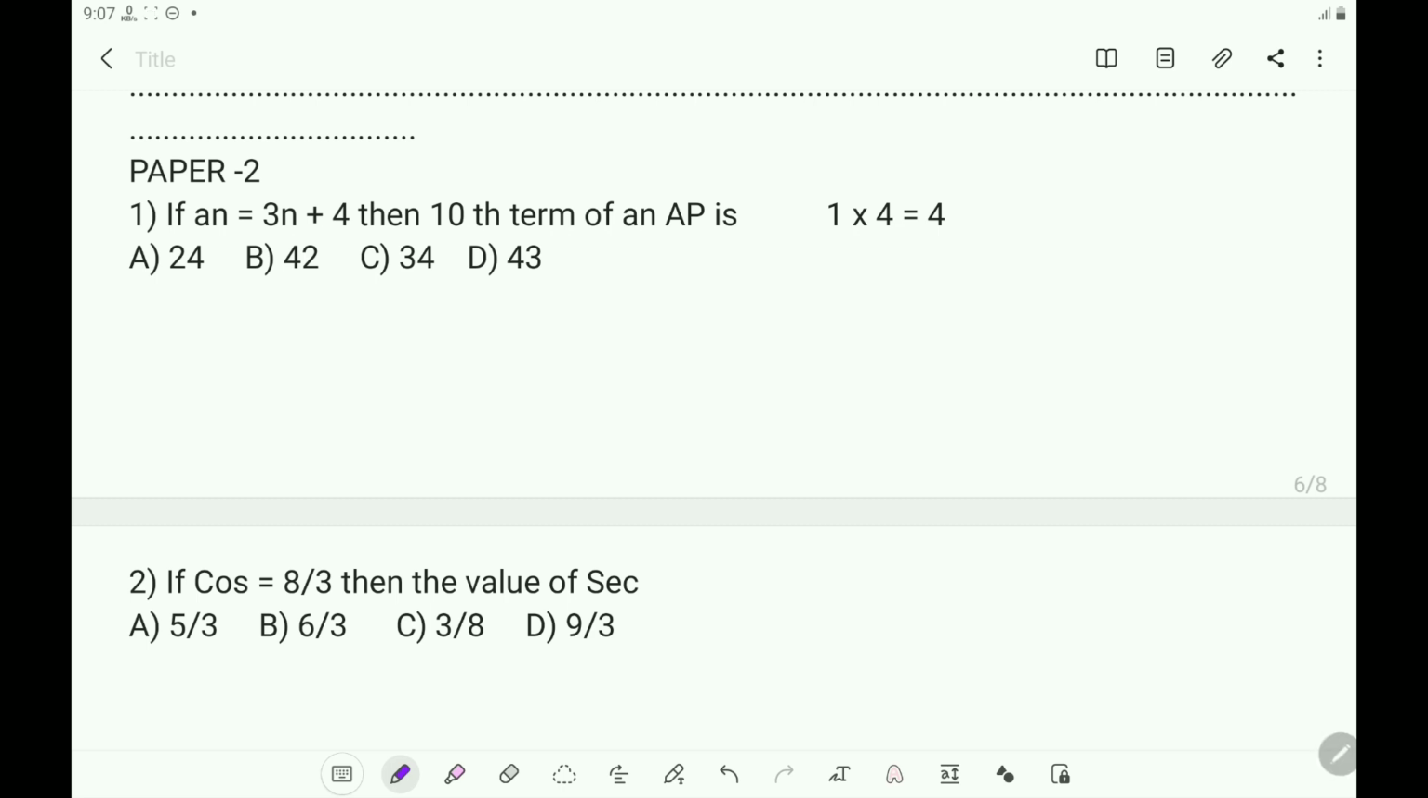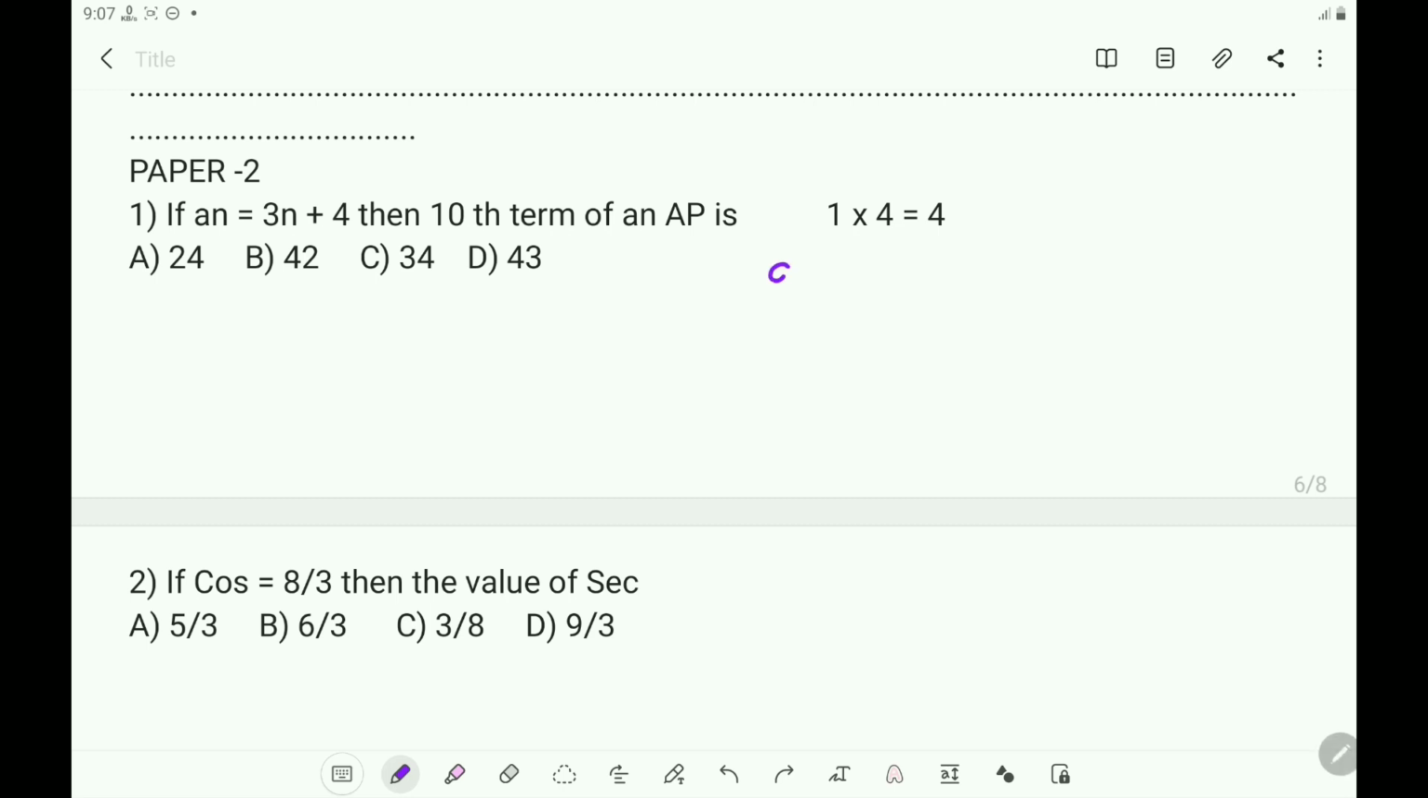What is that question? If an equals 3n plus 4, then the 10th term of an AP is, here 4 options. A 24, B 42, C 34, D 43. Children, don't guess the answer. Use the formula and find the 10th term here.